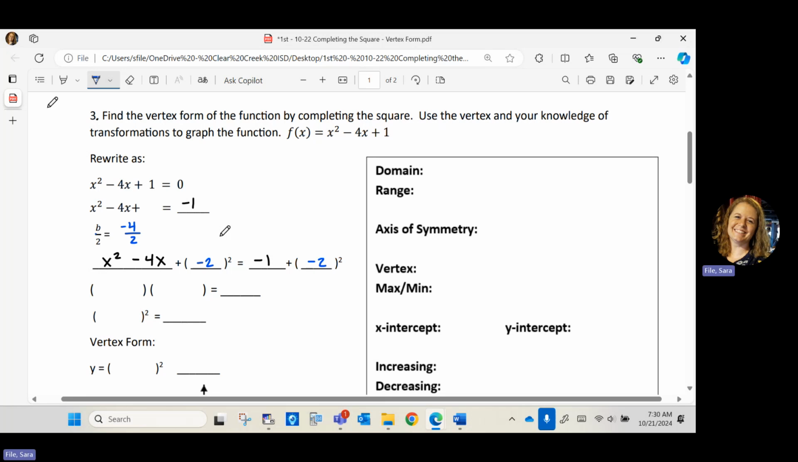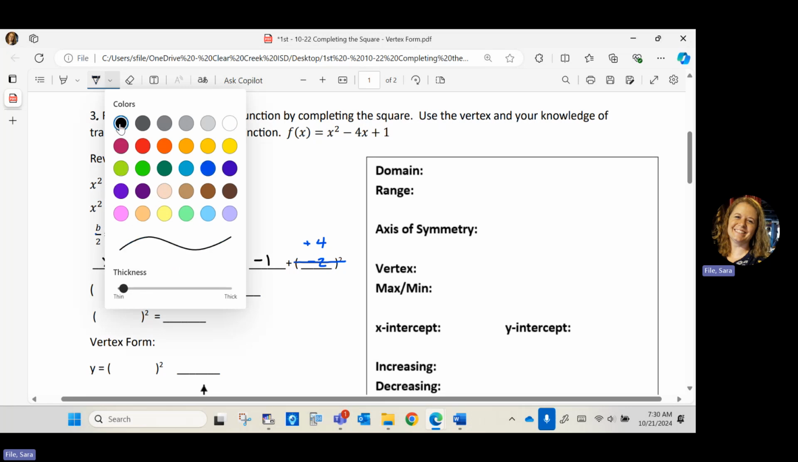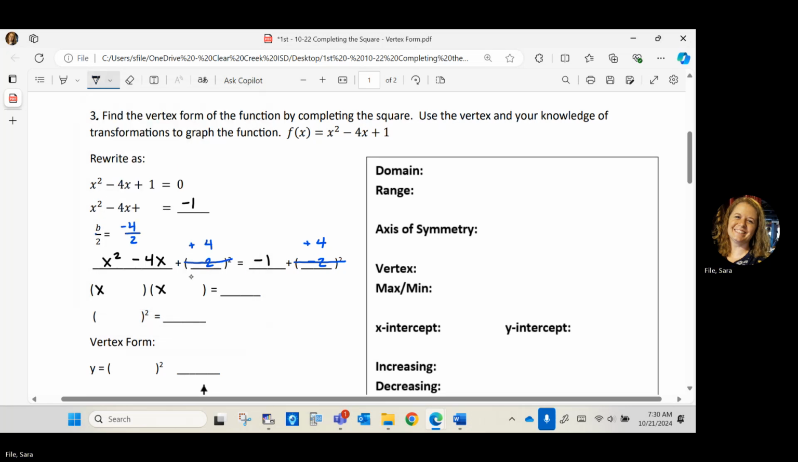Okay, so instead of writing plus -2 squared on both sides, if you prefer to write +4, that's fine. Or you can keep it as -2 squared, but we know that comes out to +4. So then when we factor the perfect square trinomial, it's going to be x minus 2. So that becomes x minus 2 squared.